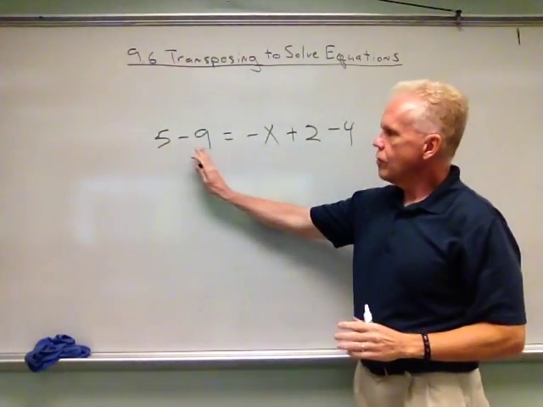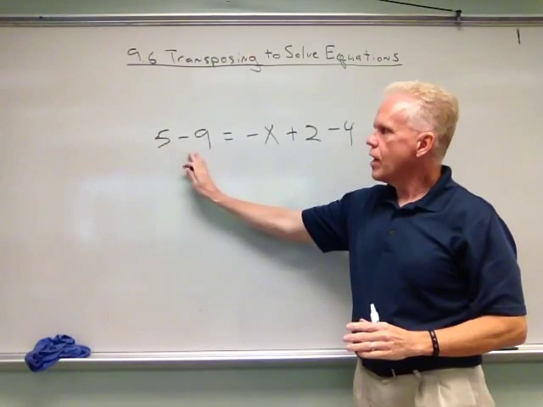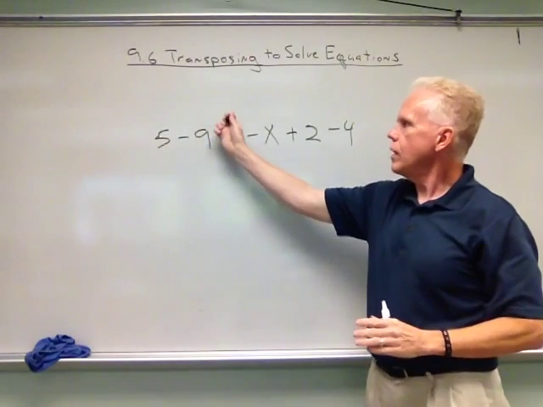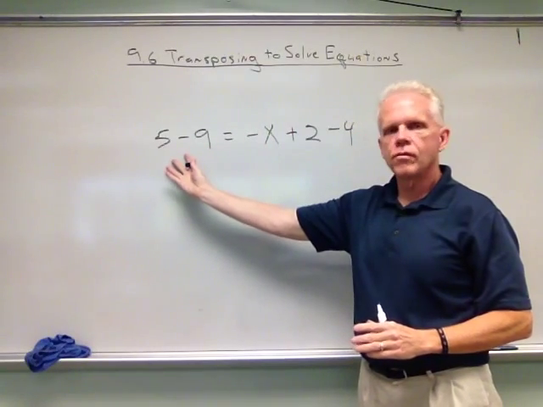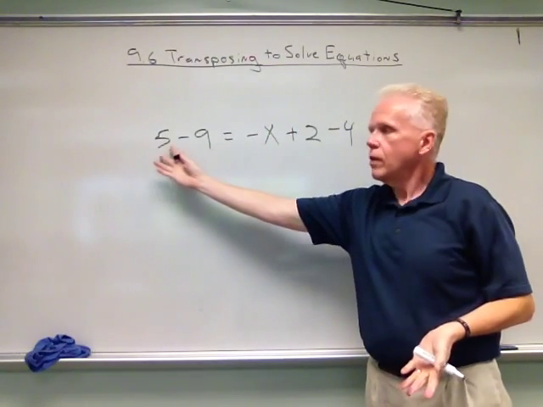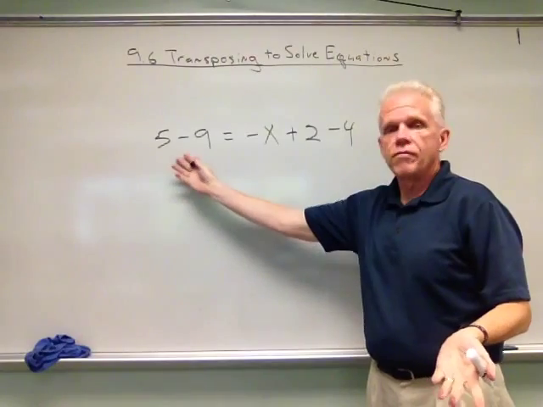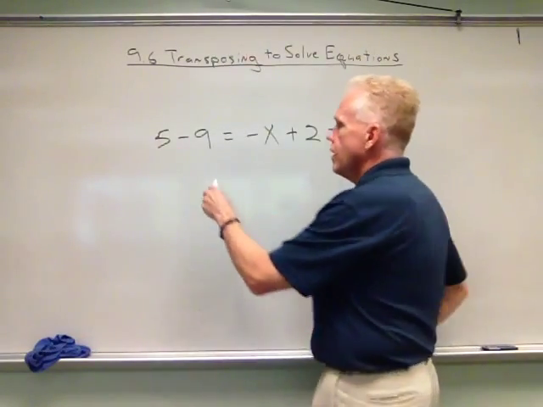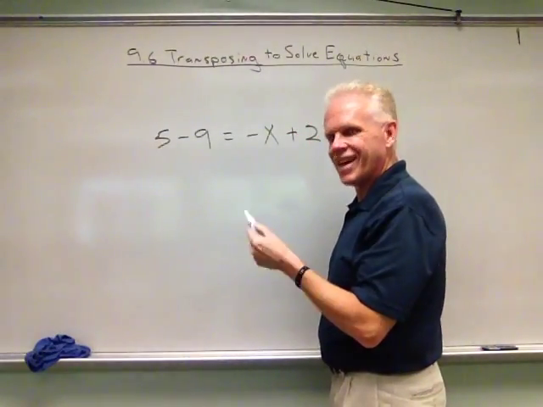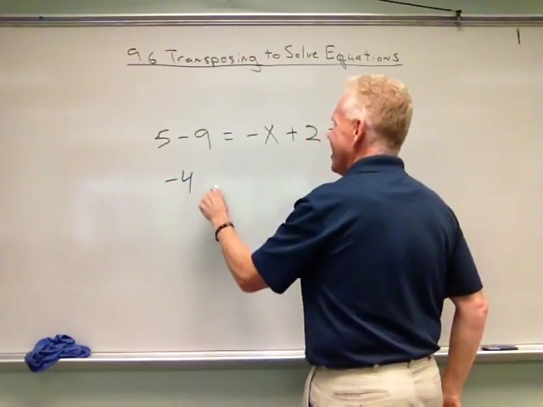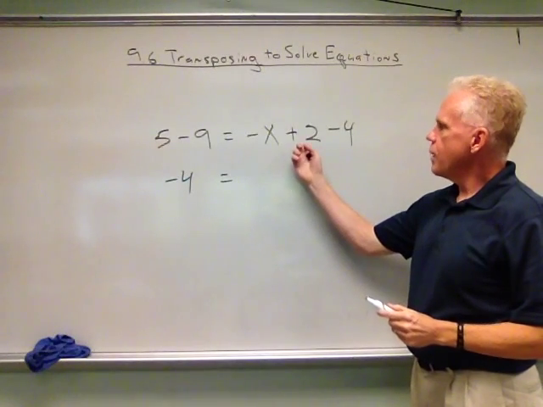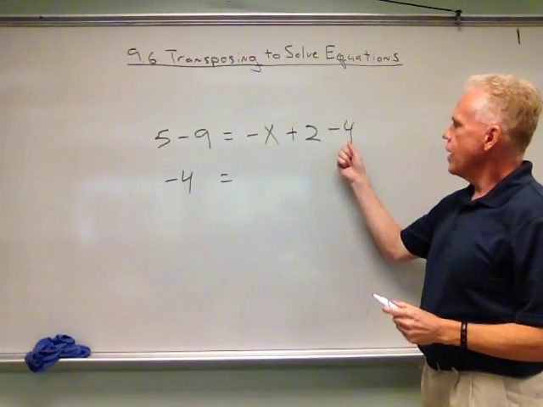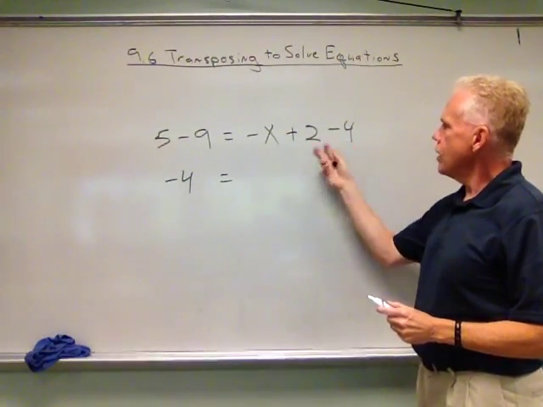We see some things on the left side in this expression. Remember, this is an expression equals another expression. But we see some things in this expression on the left side that we can simplify. We can work 5 and negative 9, or 5 minus 9. Of course, that gets us negative 4. That's right. Good. Negative 4. And over here, we can take these like terms, positive 2 and this negative 4. We can put these two numbers together.